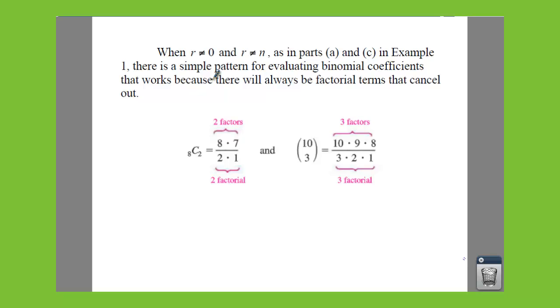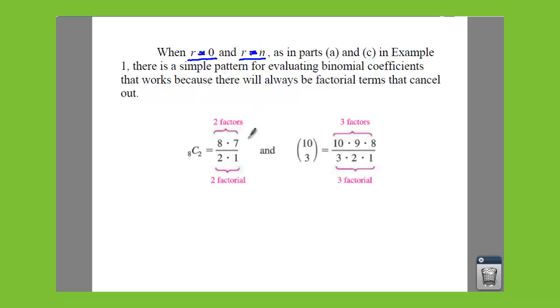Now, whenever r is not equal to 0, and whenever r is not equal to n, when they, as in parts A and C, there's a simple pattern. Actually, when they are equal to 0, my bad, that's not supposed to be a not equal to, it's supposed to be an equal to. Good thing we got this correction taken care of.